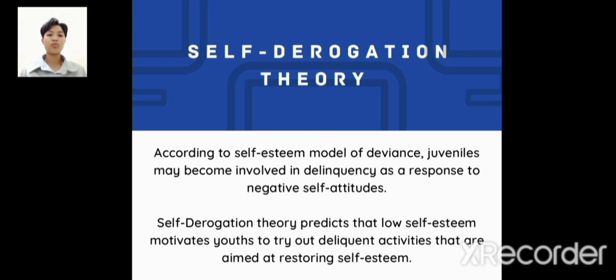Self-derogation theory. So what is self-derogation? Self-derogation is a tendency to disparage oneself or belittle someone. According to the self-esteem model of deviance, juveniles may become involved in delinquency as a response to negative self-attitudes.